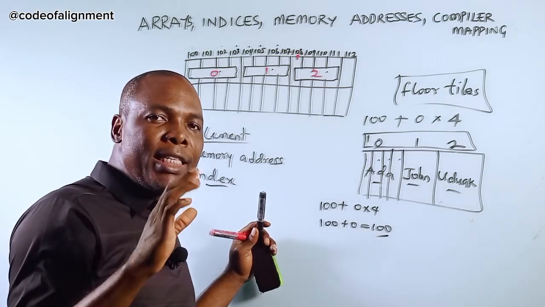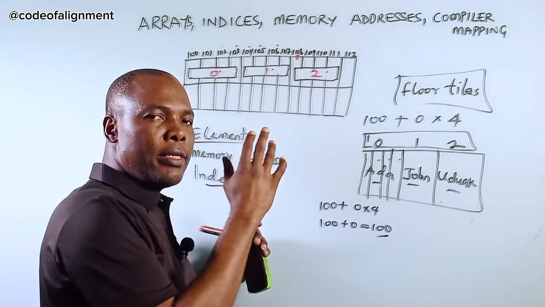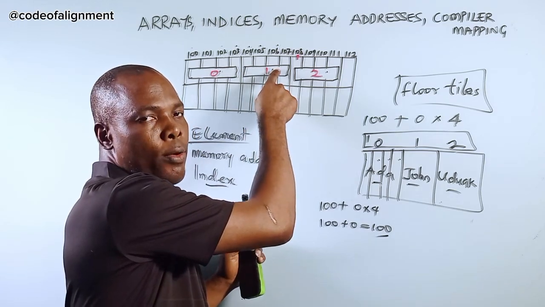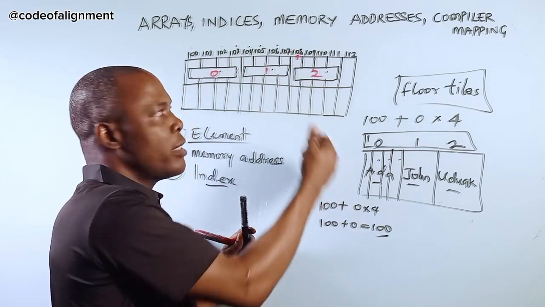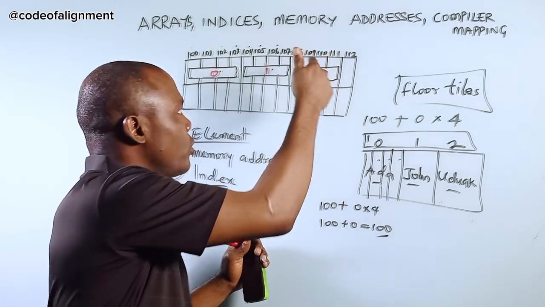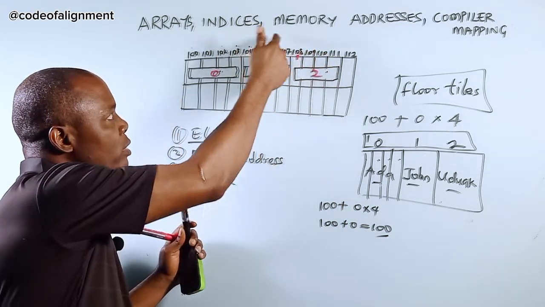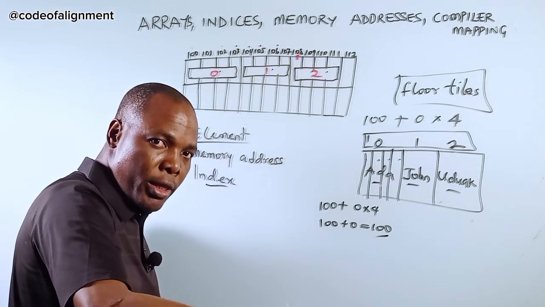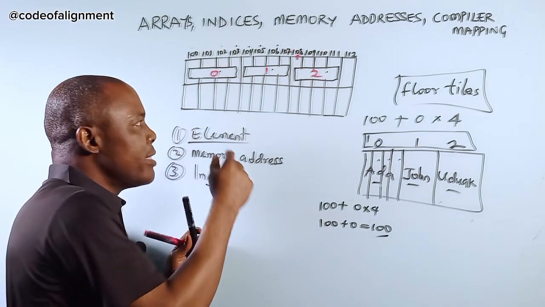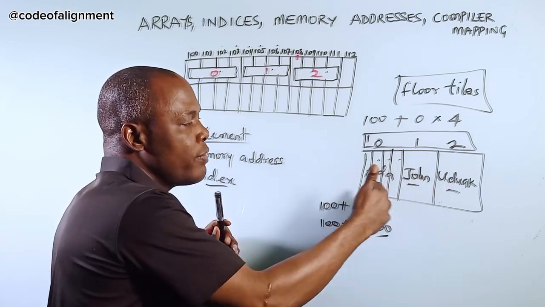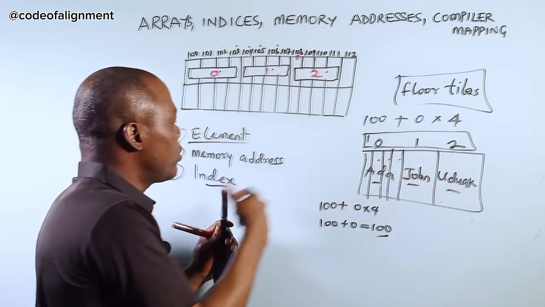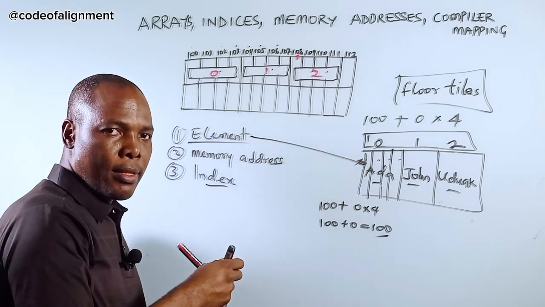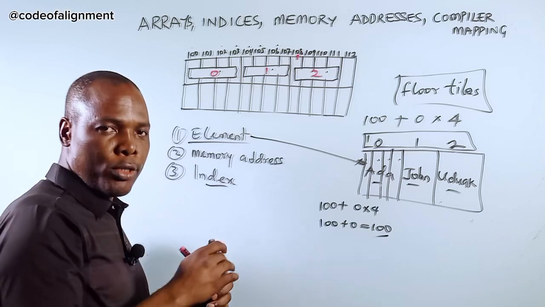So the teacher is dealing with what? The index. While the helper is dealing with what? The floor tiles. So the floor tiles number is what we refer to as what? Memory address. So the physical location, right? And the children that are sitting on each of these chairs are what you refer to as what? The element. So that is the simple illustration.